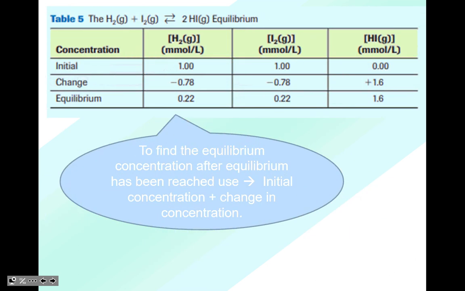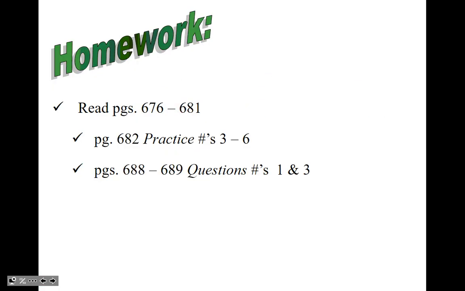Once that's done, to find the equilibrium concentration after equilibrium has been reached, use your simple formula of initial concentration plus change in concentration, and then you get your equilibrium concentration. And that's why it's really important, kiddos, that you include those negatives and positives. If the reactants are being consumed, you have to give it a negative value. If the products are being produced, you have to give it a positive value. And that's it for now. That's ICE tables in a nutshell.